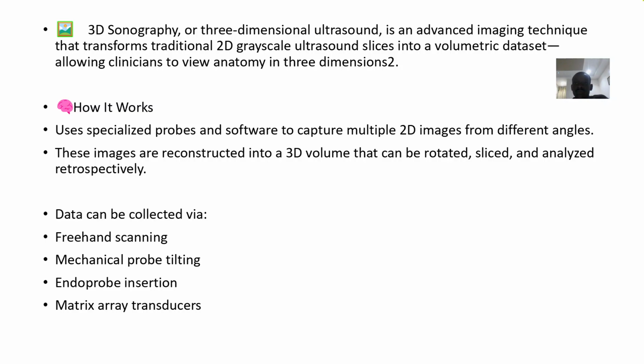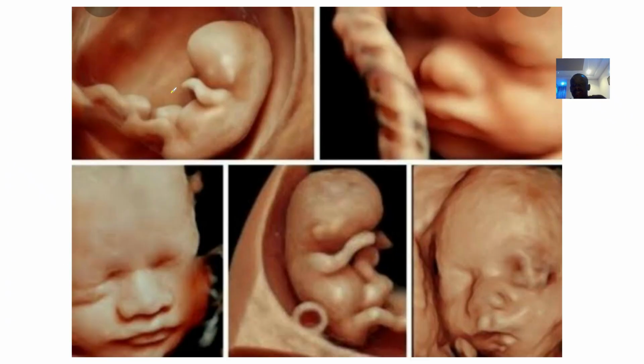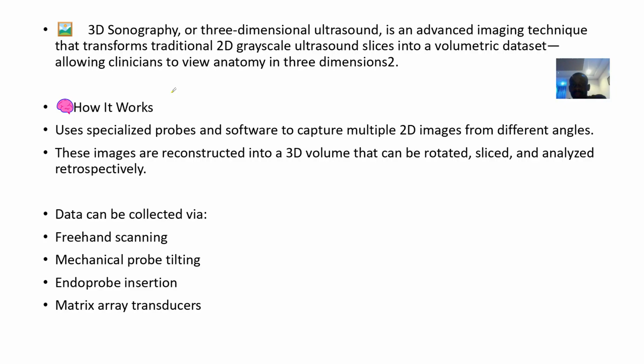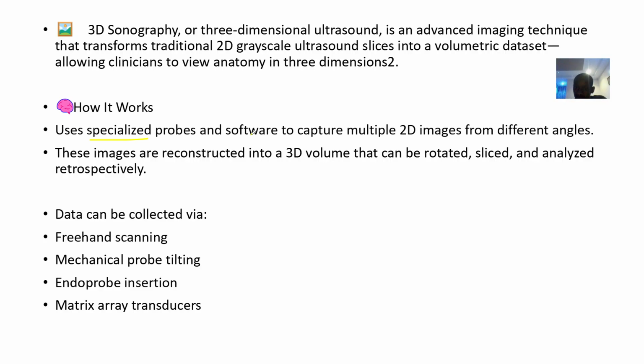So it transforms traditional 2D grayscale ultrasounds into volumetric data sets. So it will allow clinicians to view better. How it works is it uses specialized probes and software. It captures 2D images, but when it captures the 2D, it transforms them. These images are reconstructed into a 3D volume that can be rotated, sliced, and analyzed retrospectively.